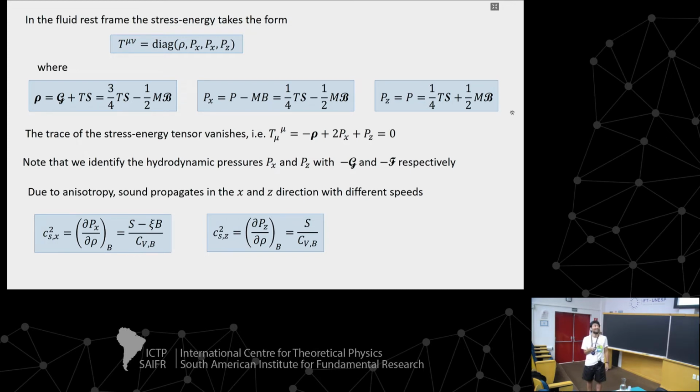It is symmetric, and in the rest frame, it is just diagonal. So it is symmetric and diagonal, but it is non-isotropic. The isotropy is broken because of the magnetic field. As a consequence, the pressure along the x and y directions is different from the pressure along the z direction, where the magnetic field is.